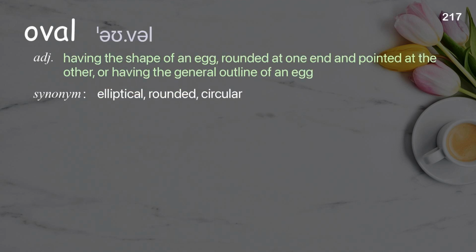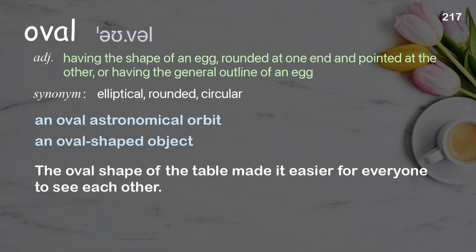Oval. Having the shape of an egg, rounded at one end and pointed at the other, or having the general outline of an egg. Examples: an oval astronomical orbit, an oval-shaped object. The oval shape of the table made it easier for everyone to see each other.